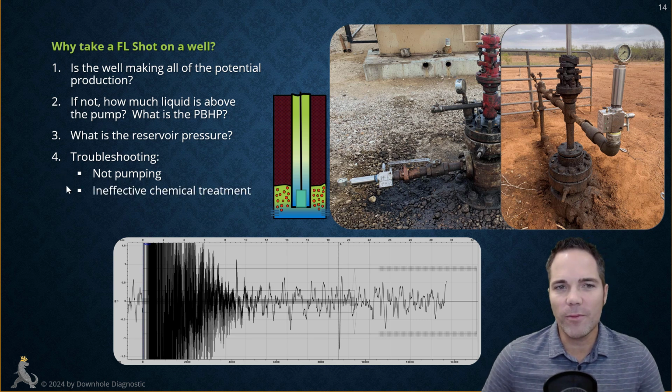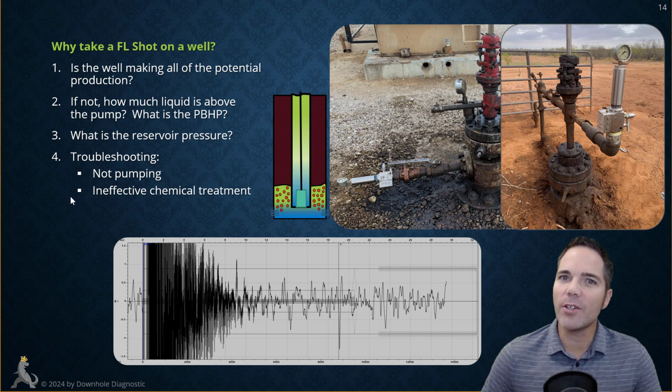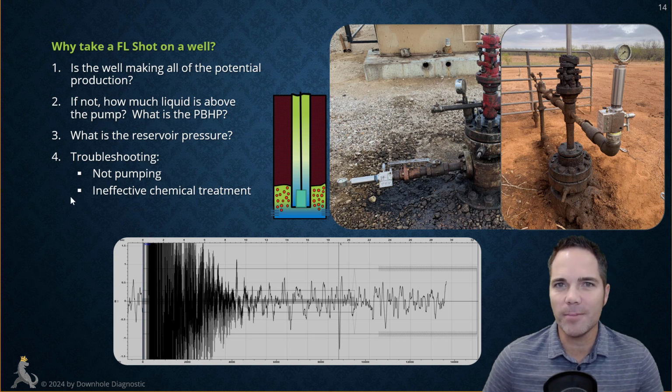You can also use them for troubleshooting when it comes to ineffective chemical treatment. So maybe if your chemical treatment is not working as planned, you should take a fluid level shot down the backside. Most of the time when we introduce chemical into a well, we have a pump truck that drives up to location and he dumps a bunch of chemical down the backside. Or you have a tank on location that's continuously pumping chemical that's just dropping in at the wellhead.